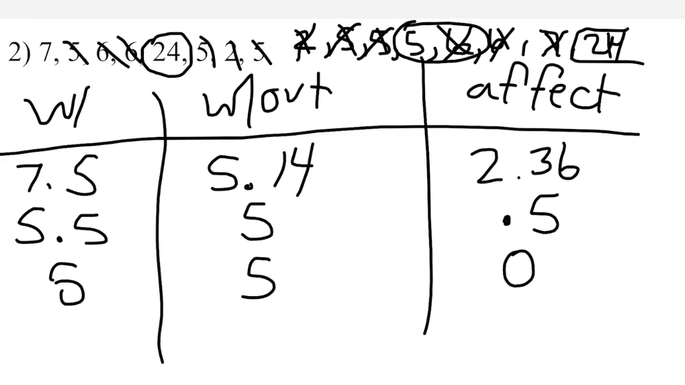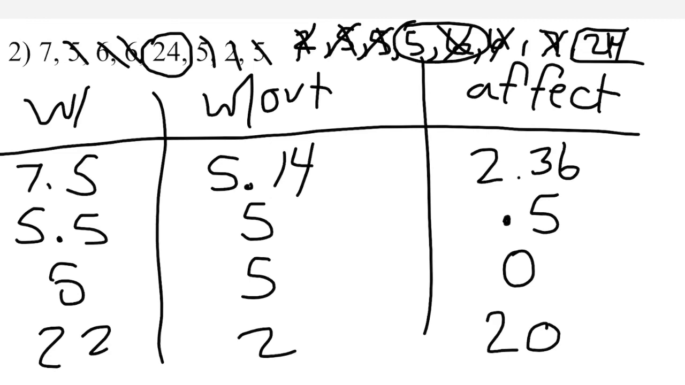The range is 24 minus 2, which is 22 with the outlier. Without the outlier, it's 7 minus 5, which is 2, and that's a difference of 20. So very little effect actually on the median, a little bit higher effect on the mean, but as always, no effect on the mode, and a great impact on the range.